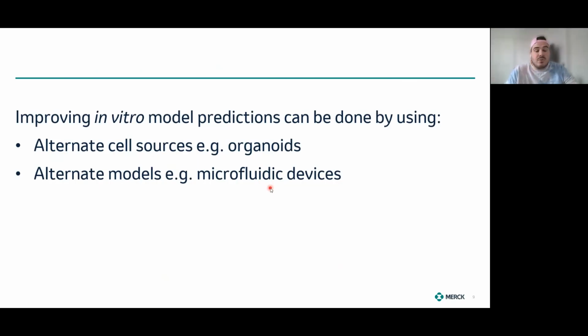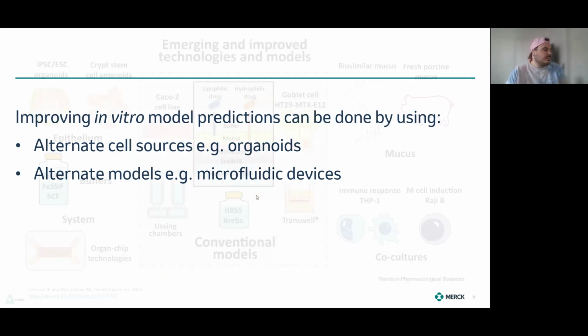There are two main thrusts that you can use to improve some of these in vitro model predictions. One is changing the cell source, moving away from just the plain CACO2 cells, towards intestinal organoids, which we know are more predictive of in vivo biology. And then also looking at different models. The traditional model that we use is called a transwell model, which is a cup inside a well. It's a static model, and some of these microfluidic devices are dynamic flow models, which are, again, more representative of in vivo biology. Looking at these types of things and combining them with in silico modeling, we can maybe get much better predictions and guide our formulations a lot better.